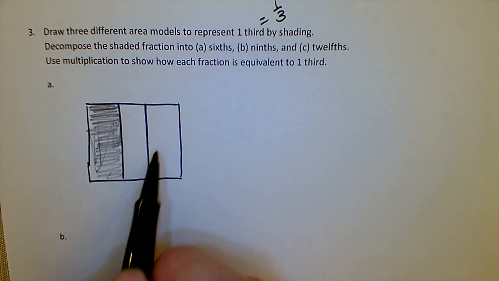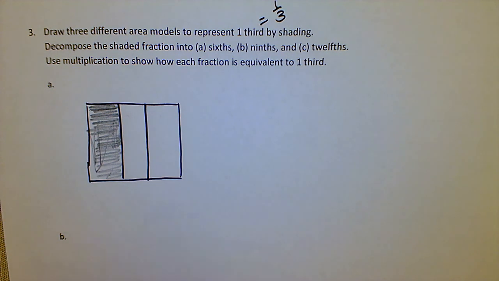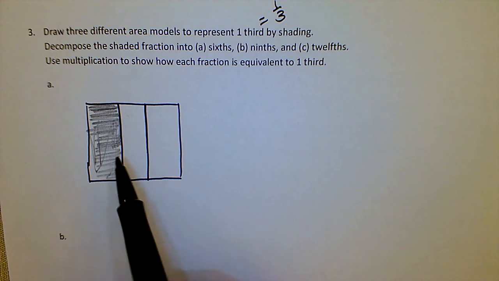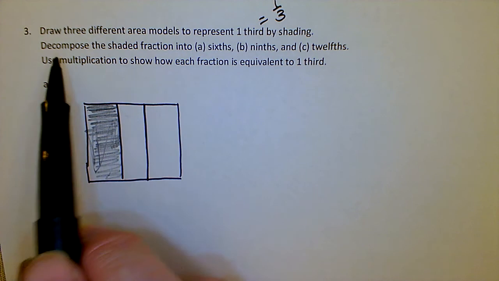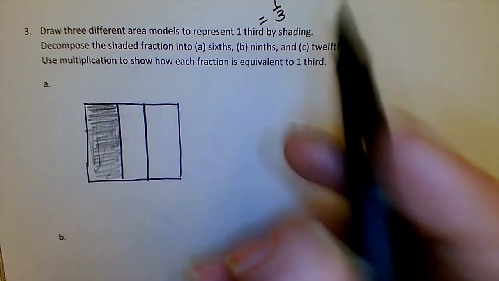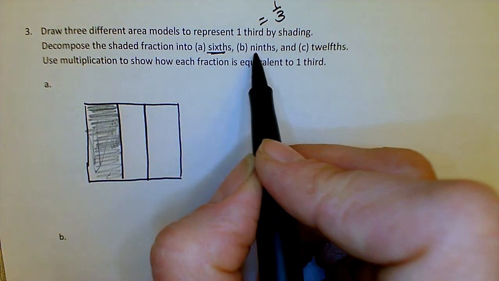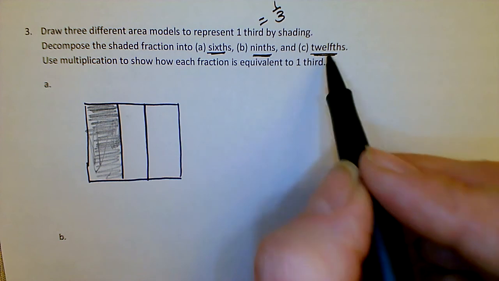So that's the first part. You're going to do this 3 times. That's how you're going to start each one of these questions in B. So A, B, and C. In problem 3, you're going to start it off exactly the same. Now it says decompose the shaded fraction into sixths, then B is ninths, and C is 12ths.